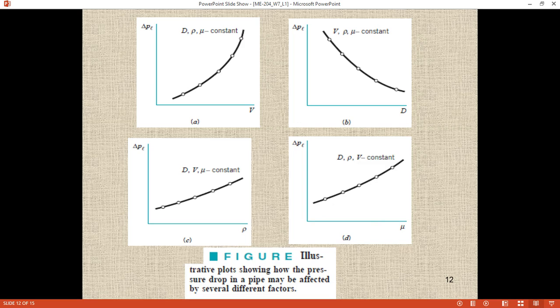Here it illustrates plots showing that the pressure drop in the pipe may be affected by several different factors. If you have done the calculation for diameters of 1 inch, 2 inch, 3 inch, 4 inch, and you want to find out the graph for a half inch pipe, what is the pressure drop? What would you do? Even then you cannot do the experiment so precisely, but since you have no choice, this is the only way to do the experiment and make the relationship between the variables.